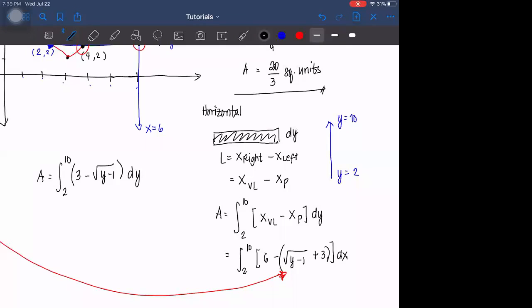6.666... Or 6.67. You can round off to 6.67 square units. But if you want the exact value, it is 6.66 with a vinculum over it, to indicate that it is a repeating number. And that's still equal, as a fraction, to 20 over 3 square units.